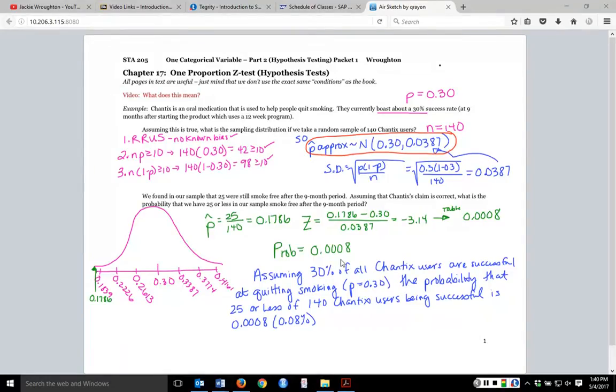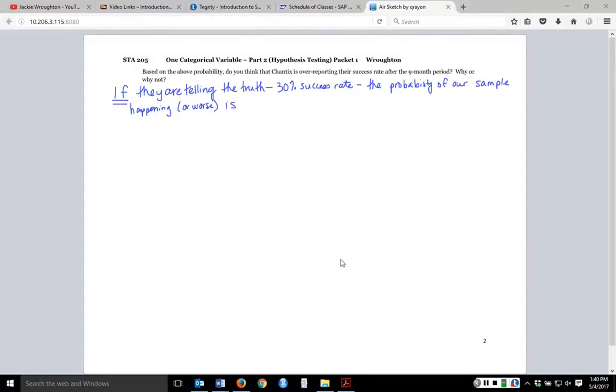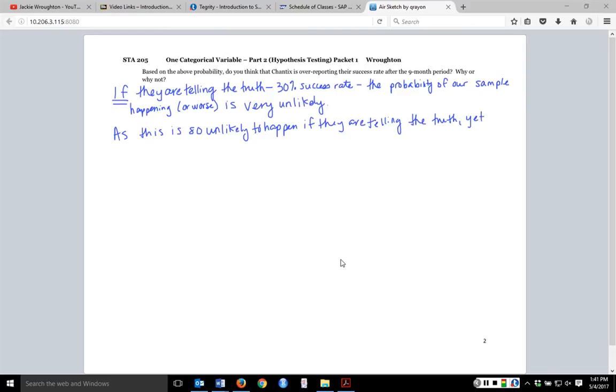0.0008. Unlikely to happen. That's very unlikely to happen. This is very unlikely. Okay, so what does that actually mean? As this is so unlikely to happen, if they are telling the truth, yet it did actually happen, I believe they are over-reporting.